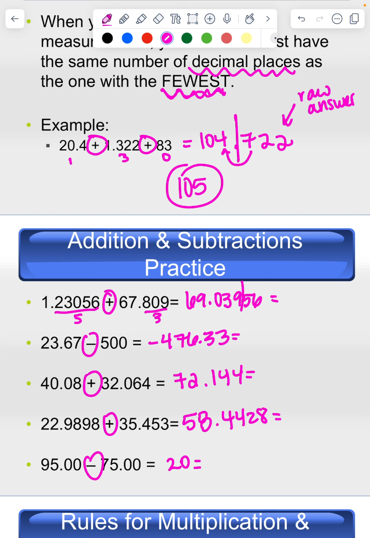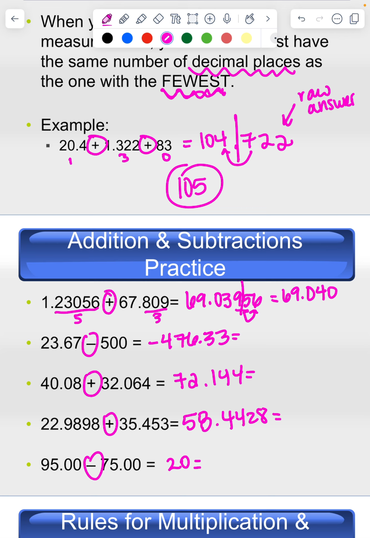All right, so we cut it off after that third decimal place. There's a 5 behind it. So ding, ding, ding, ding, ding. We have to look at that next number. It is not a 0, so we have to round this up. So our final answer is 69.040. We still have to have those three decimal places.